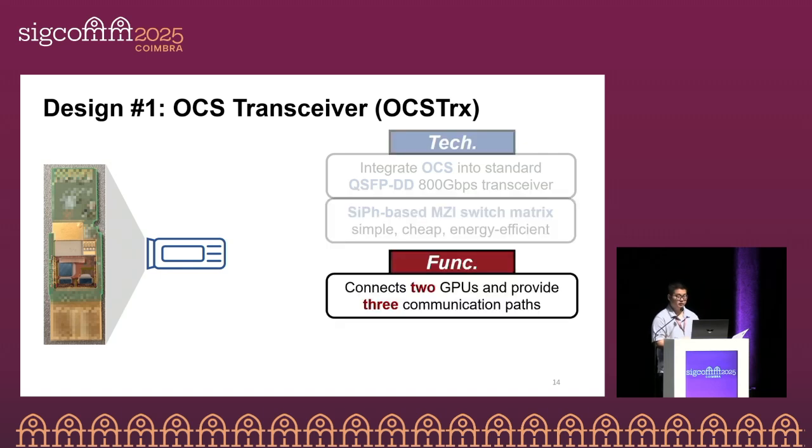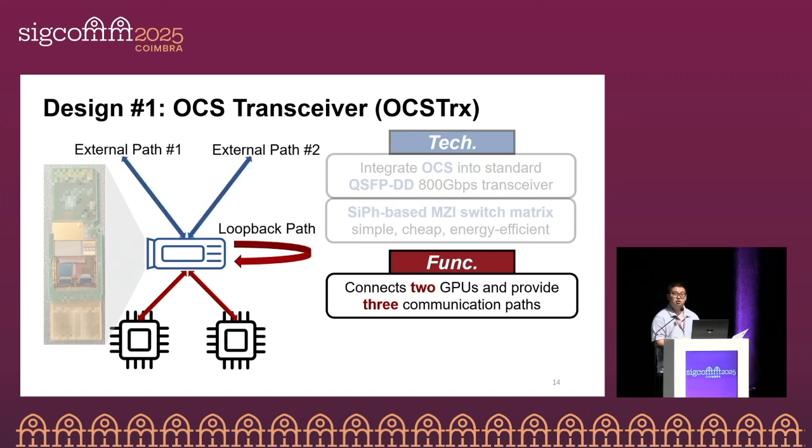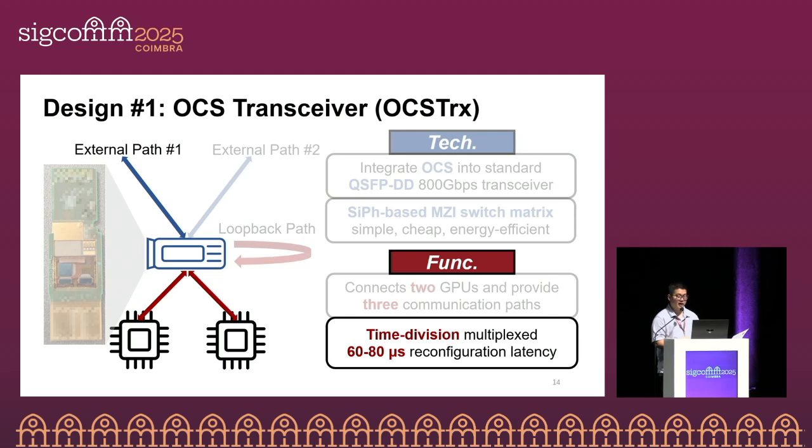For functionality, the OCS transceiver connects to 2 GPUs inside one node and provides 3 communication paths. 2 external paths connect to other nodes, and 1 loopback path connects the 2 GPUs locally. These 3 paths are time division multiplexed, with only 1 active at a time. The reconfiguration latency between them is 60 to 80 microseconds. The OCS transceiver provides strong functionality and efficiency, giving us the opportunity to build a near-ideal high-bandwidth domain.